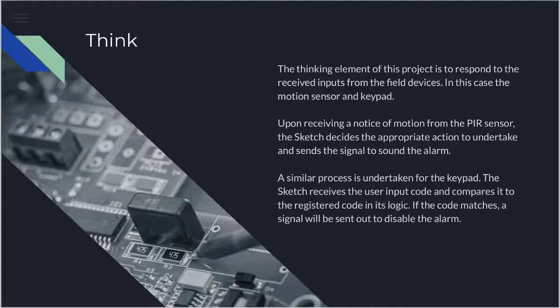Upon receiving a notice of motion from the PIR sensor, the sketch decides the appropriate action to undertake and sends a signal to sound the alarm. A similar process is undertaken for the keypad. The sketch receives the user input code and compares it to the registered code in its logic. If the code matches, a signal will be sent out to disable the alarm.